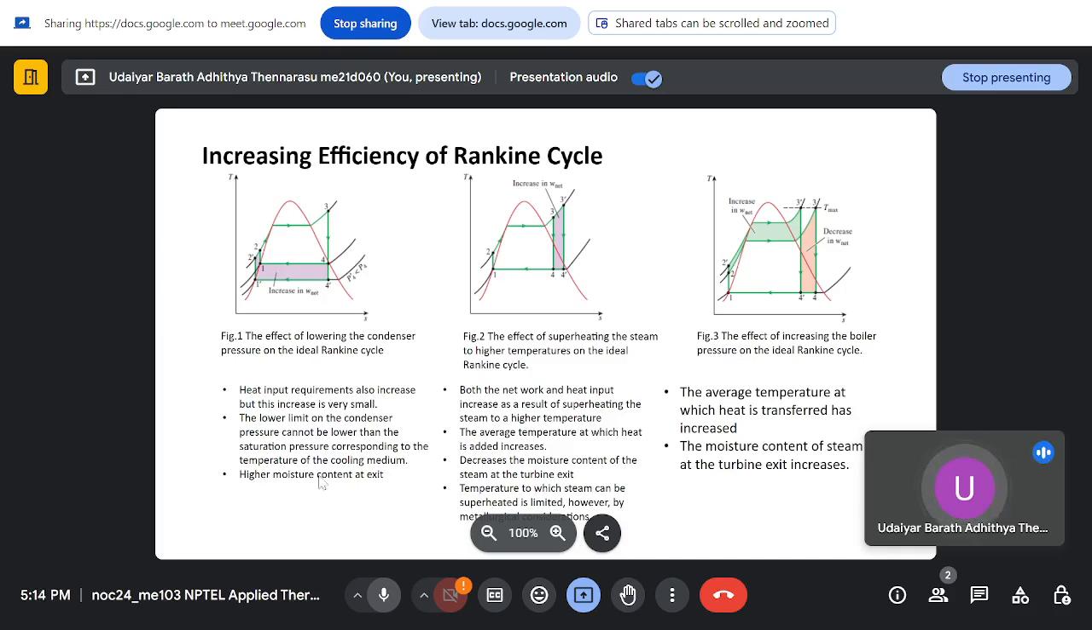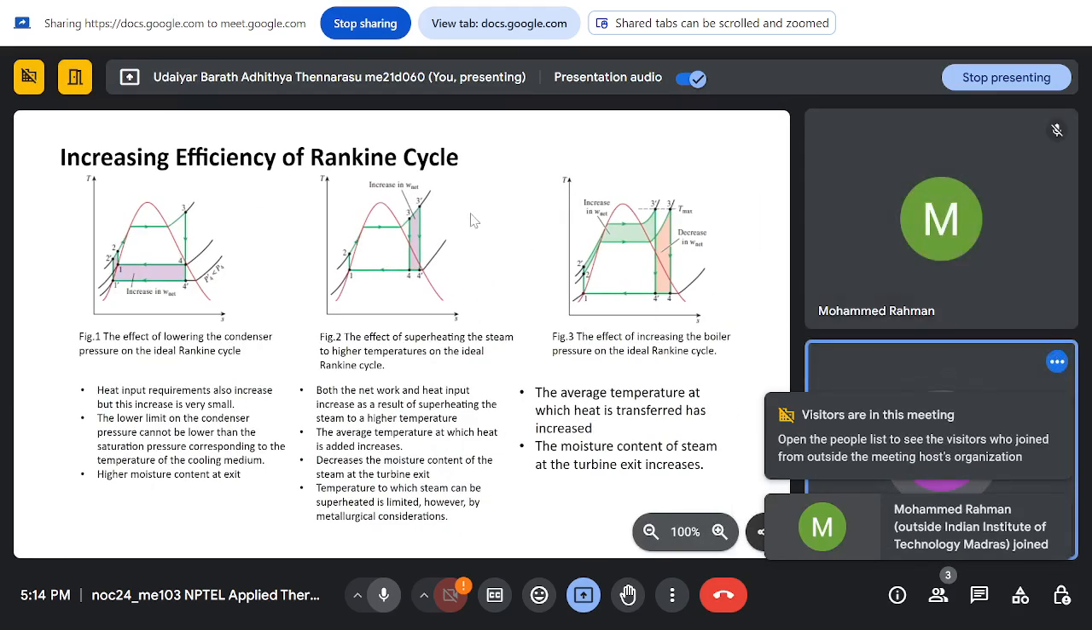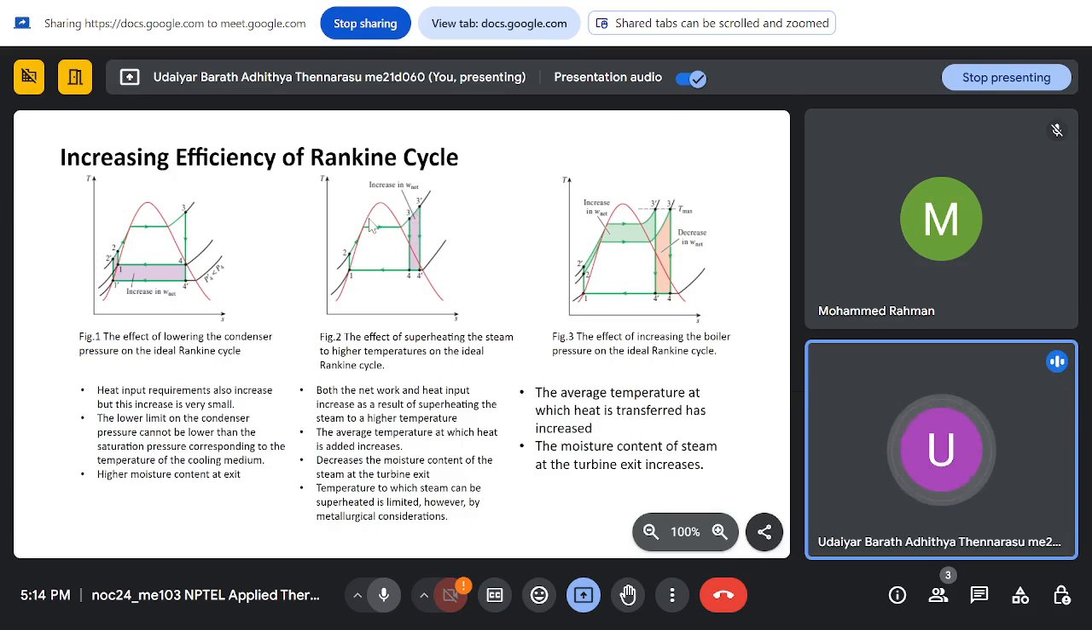Then, higher moisture content at exit. So this will also give you a larger moisture content at the exit of the turbine. And then there is increasing the temperature at the inlet of the turbine, so that is superheating, a higher degree of superheat. So this effectively increases your mean effective temperature, and that will also give you an increase in efficiency.